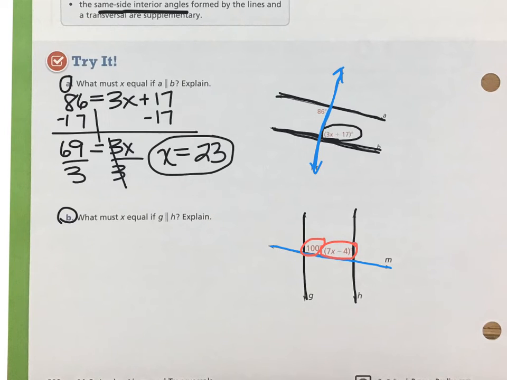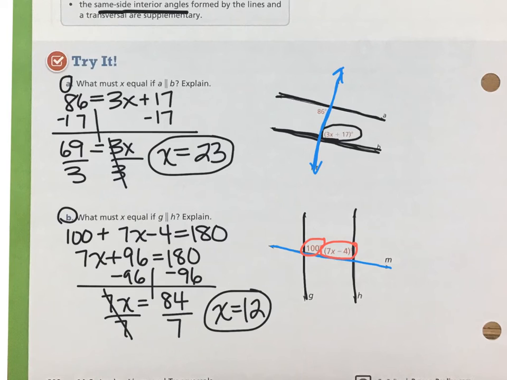Those two angles must be supplementary, which means their total is 180. So 100 plus 7x minus 4 must be equal to 180. Now solve that equation for x and come back and check your answer. All right, go ahead and check your answer, and you should have gotten x equals 12.